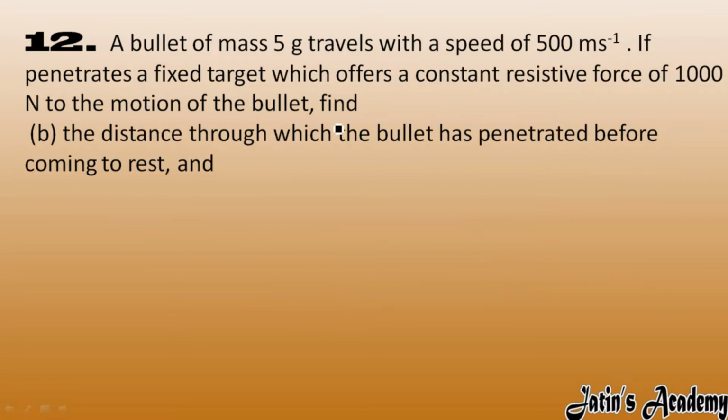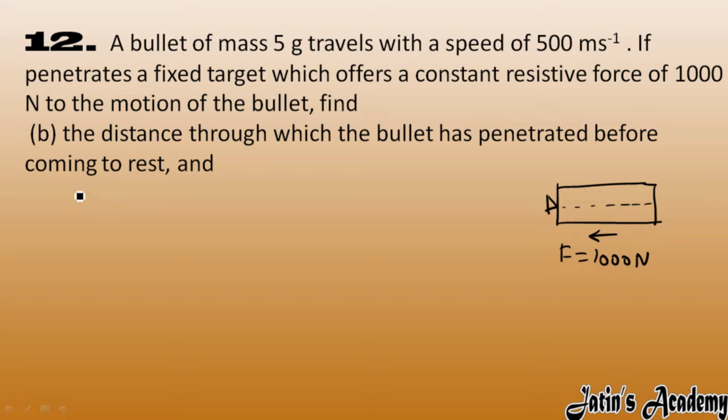Next we have to calculate the distance through which the bullet has penetrated before coming to rest. So this block is there which is actually decreasing the speed of the bullet. Now we have to calculate when the bullet will enter, how much is the distance traveled by the bullet before coming to rest. Before coming to rest means what? Carefully see. This block is applying some resistive force which is 1000 Newton, and this block is decreasing its energy. How much is the decrease in energy?